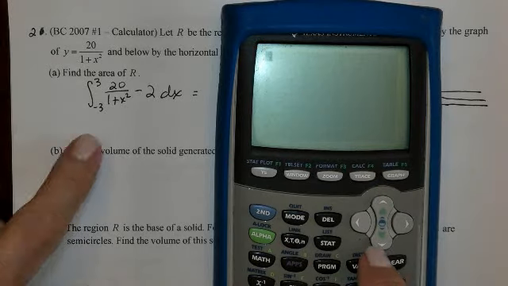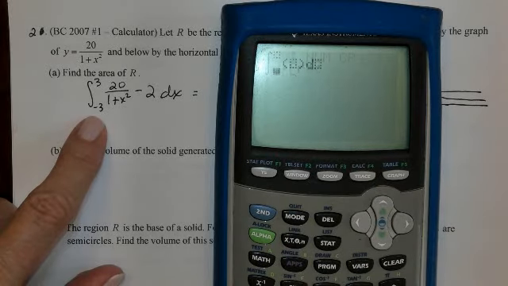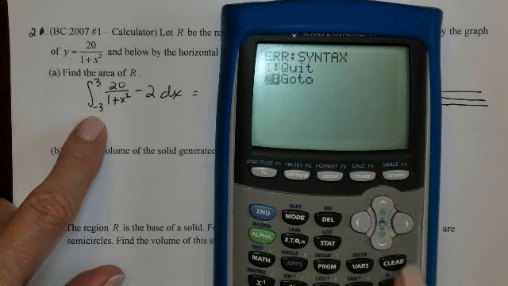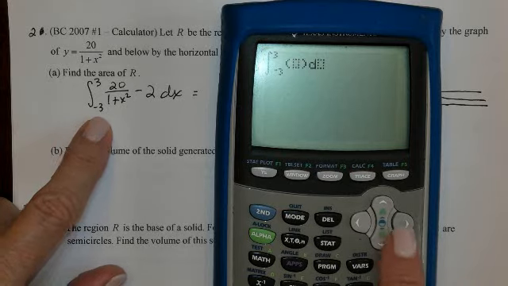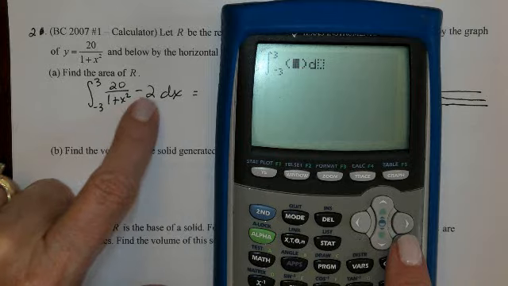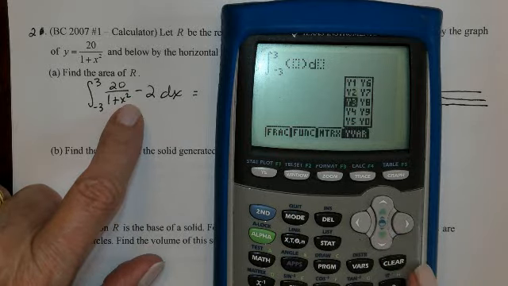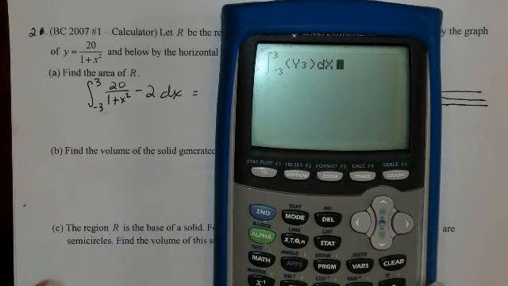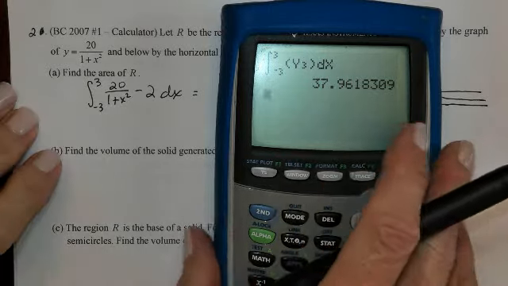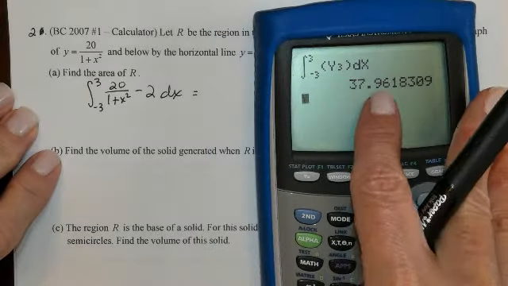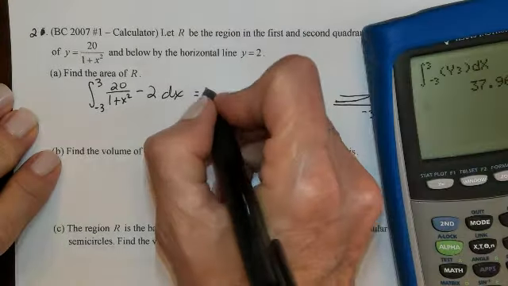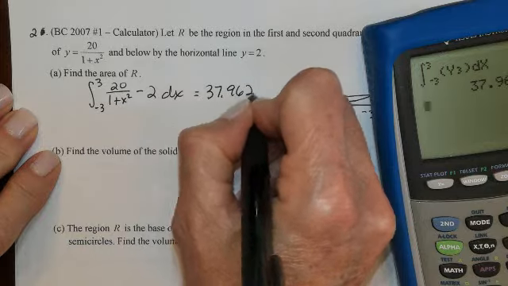So over here on my home screen, I'm going to do math 9, negative 3 to 3, of, now this is y3, okay? So y3 dx. So that ends up being 37.962, like that.